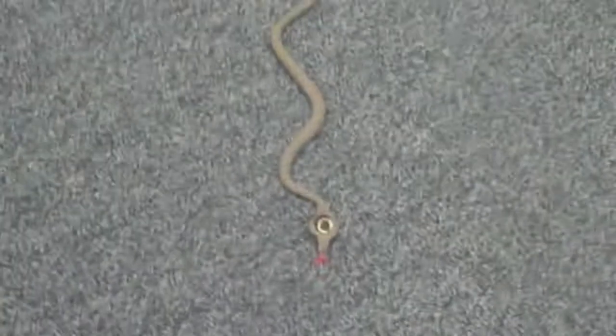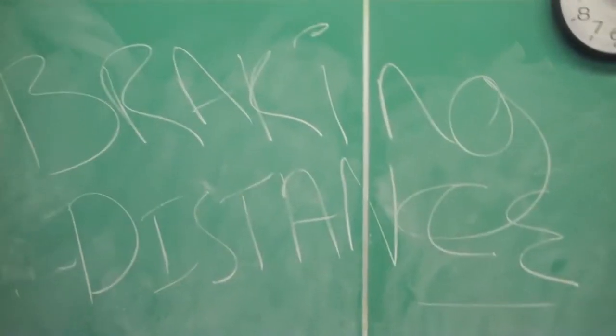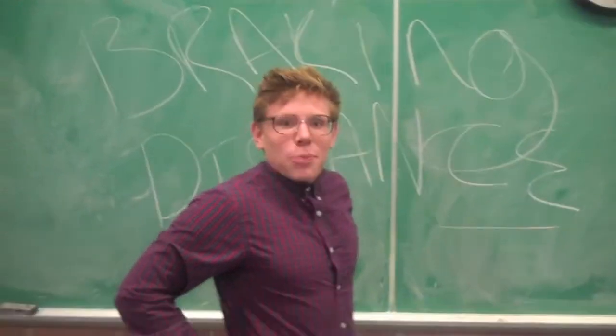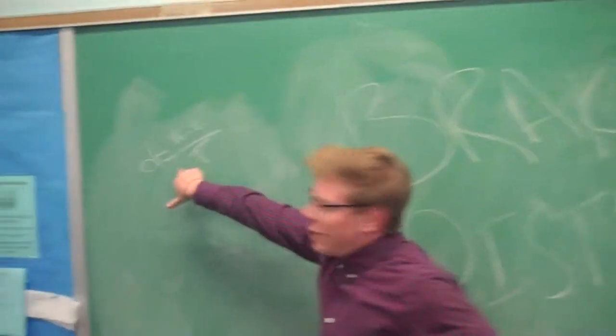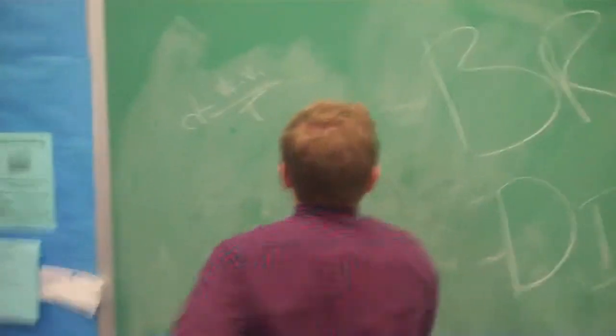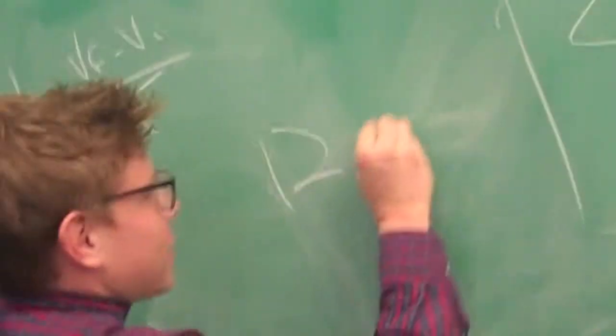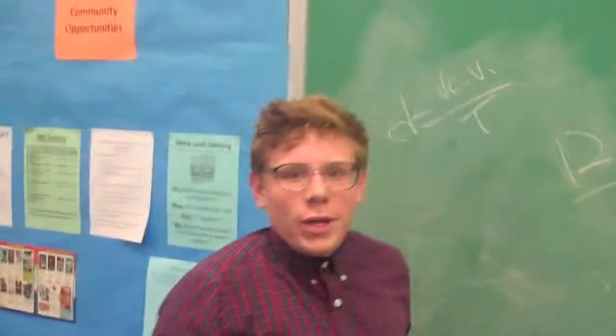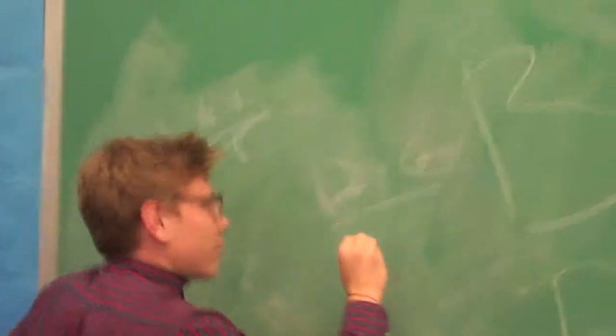Oh, there we go. Oh, there's a snake. I should probably brake. To calculate braking distance, you have to use the equation d equals vf minus vi over time. To calculate it, let's say that our final velocity is 12. Let's say that our initial velocity is 6. Let's say that we traveled for 5 seconds.